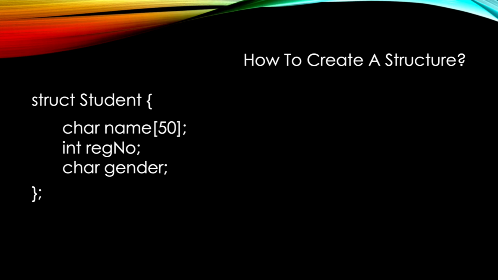Now let us see how we can store data for name, register number, gender. Directly we cannot store the data. Let us see how it can be done. But before that, once again you should know that student is the name of the structure, and inside the structure we have three variables: name, register number, gender. They are called members of the structure.